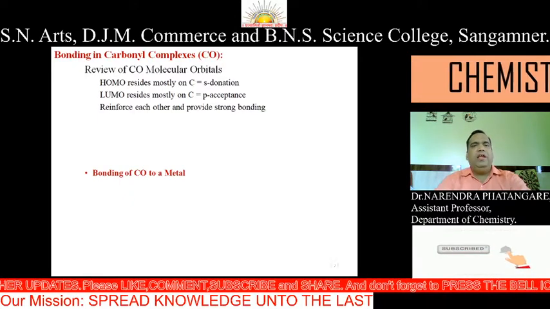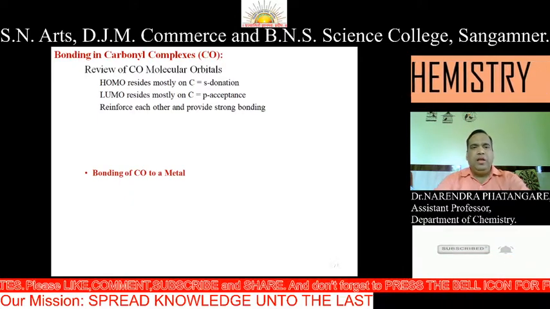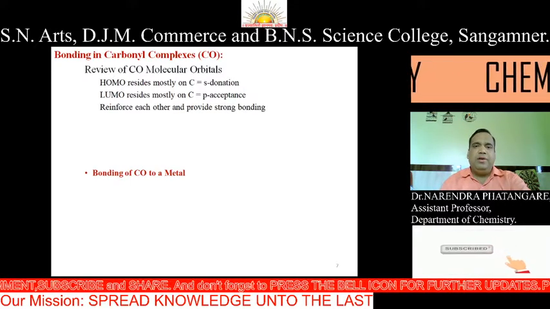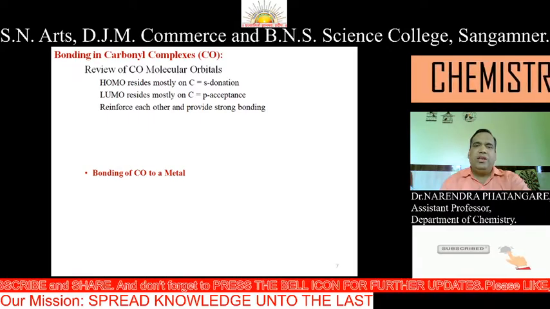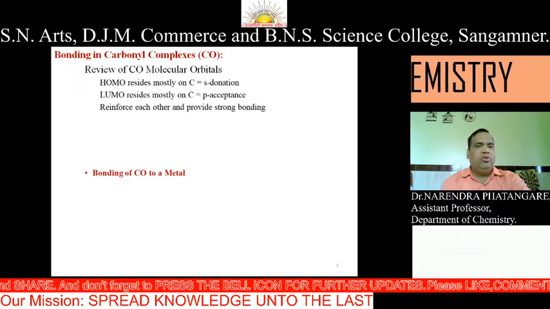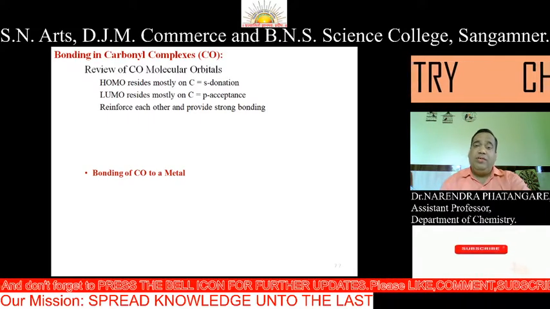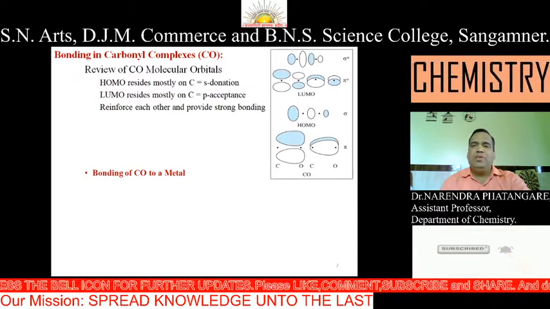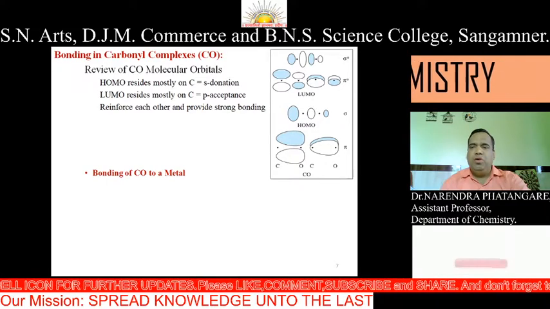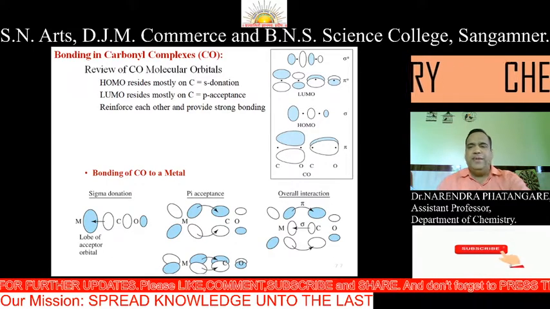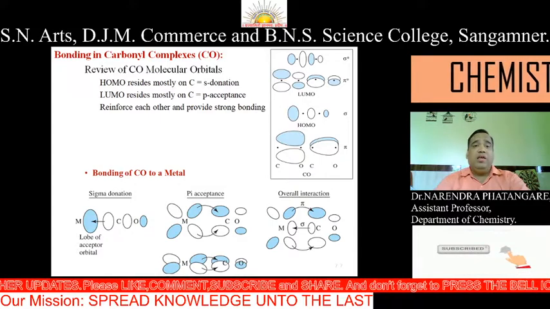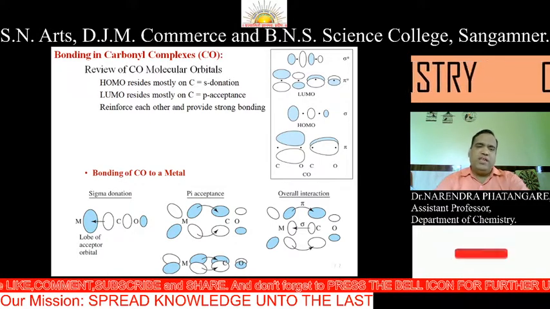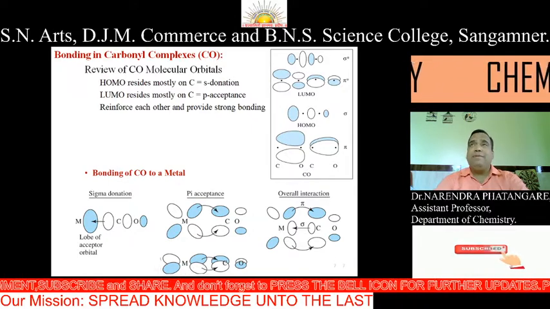Then, bonding in carbonyl complexes, CO. Review of carbonyl complexes: the HOMO resides mostly on carbon and includes sigma donation. The LUMO resides only in the carbon-oxygen double bond and includes pi acceptance. They reinforce each other and provide strong bonding, in which HOMO and LUMO simultaneously form the bond to give the organometallic compound. The bonding in CO is of two types: the first is sigma donation and the second is pi acceptance.